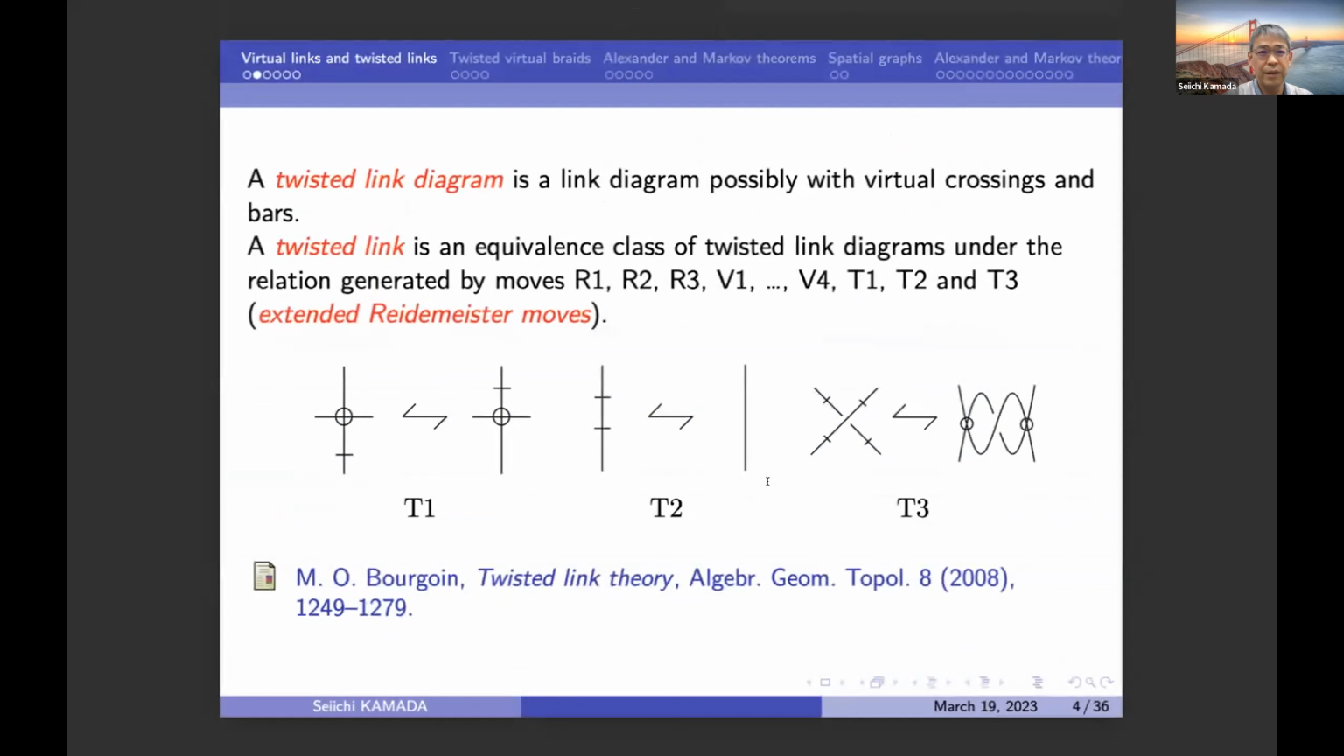And the twisted link is not so familiar. A twisted link diagram is a link diagram, possibly with virtual crossings and bars. Bar is like this. And the twisted link is the equivalence class of such diagrams under the equivalence relation generated by these moves. So first R1, R2, R3, V1 to V4 are Reidemeister moves for virtual links. And additionally, we consider three moves T1, T2, and T3. Such an equivalence class is a twisted link. This notion was introduced in Bourgoin's paper, in this paper.